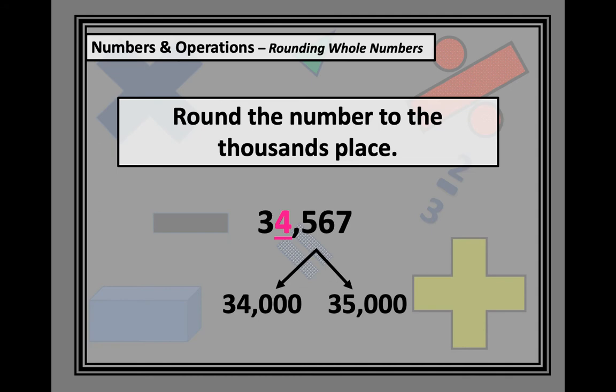So how do we determine if we keep our number the same or round it up to the next greatest thousand? We look at the digit in the next place, next to your rounding place. So here that's the 5 in the hundreds place. If your number is 5 or higher, you're going to round up. If your number is 4 or lower, you're going to stay at that same value for your rounding digit. So here I'm at a 5. I know that 500 is more than halfway to the next thousand. So 34,567 is closer to 35,000. If I round it to the thousands place, it rounds to 35,000.